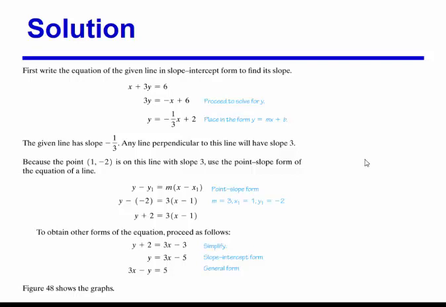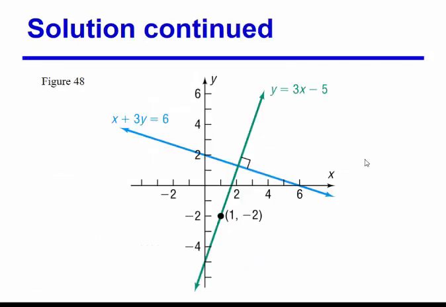Now, the point (1, negative 2) is on this line. With a slope of 3, we use the point slope form, and we get the equation that is y is equal to 3x minus 5, and in general form becomes 3x minus y is equal to 5. And here's the graph of both lines. And that's the end of section 2.3.